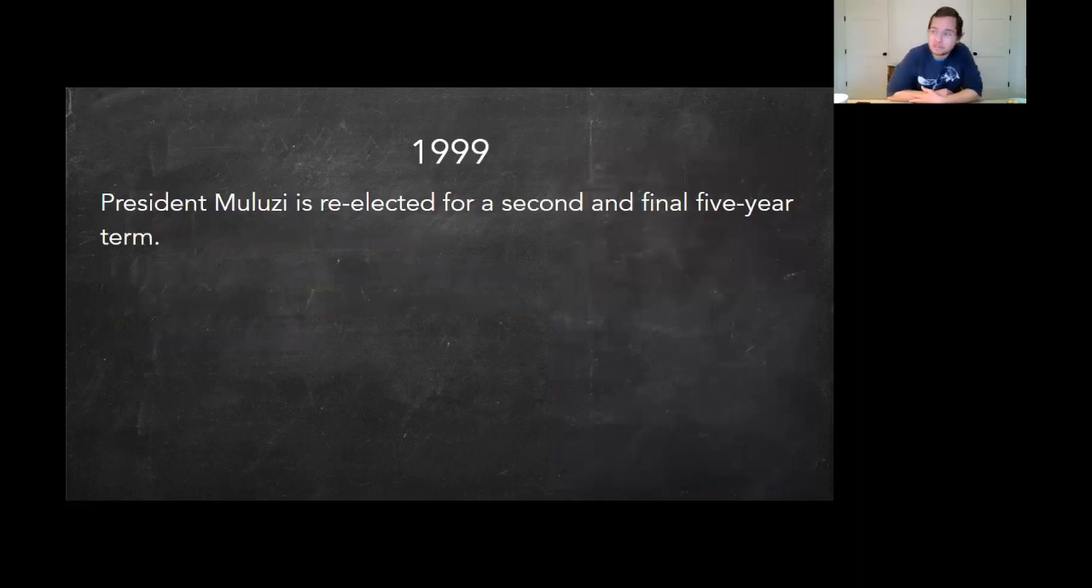In 1999, President Muluzi is reelected for a second and final 5-year term. I think that's intentional, right? A final 5-year term, because that's kind of representing this idea of term limits. Okay. That limits someone's ability to stay in control for a long period of time.